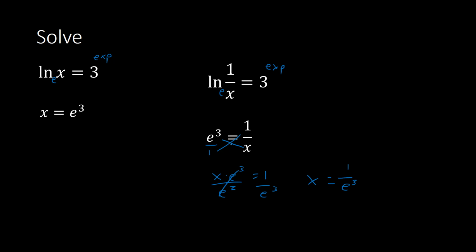And the other way is using a shortcut, where when you see something like this, all I do is just switch the x and the e to the third. I just swap them out. And so instead of e to the third equals, I have x equals, and instead of 1 over x, I have 1 over e to the third. Either way, we get the same solution, where x equals 1 over e to the third.